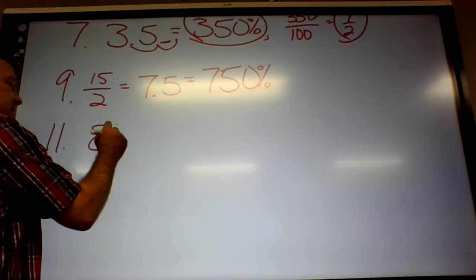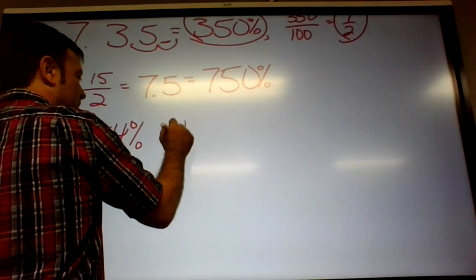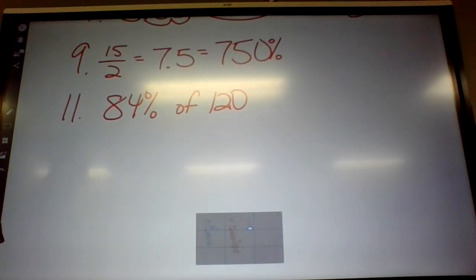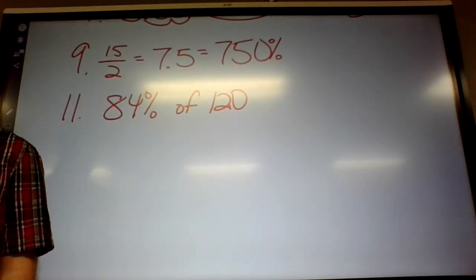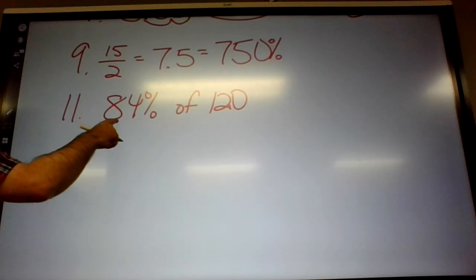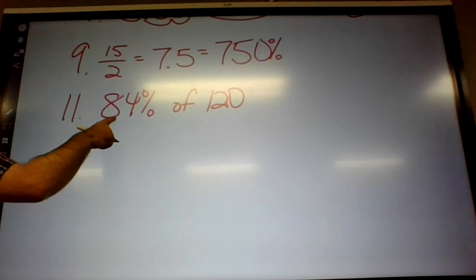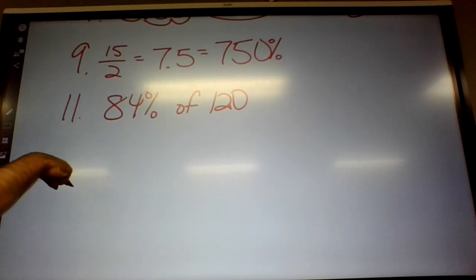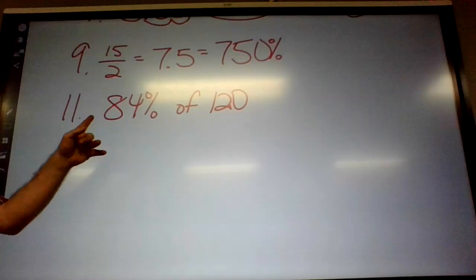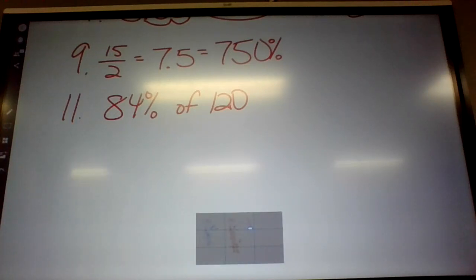So number 11 just says 84% of 120. Okay, and if it's a percent, 84% is not worth 84. So probably the best way to handle this is to change our percents into decimals so that we can plug it in the calculator. Actually, a lot of you probably have a percent button somewhere on your calculator. You can try to find it if you want to. But it's not hard to convert this, yes?